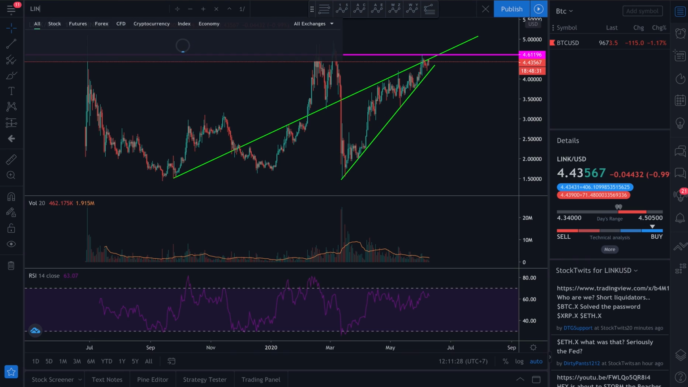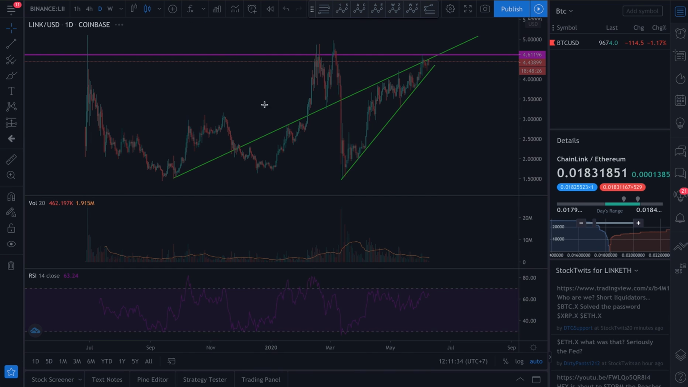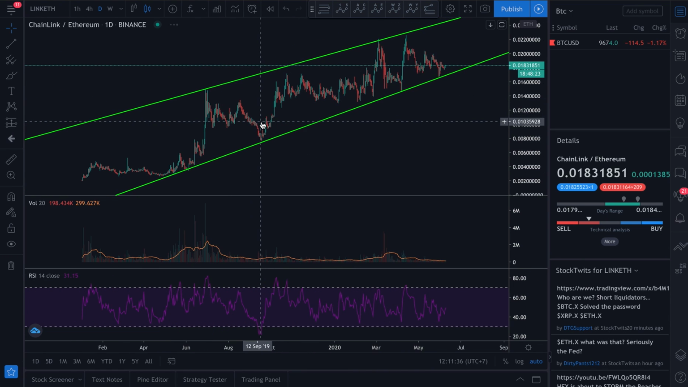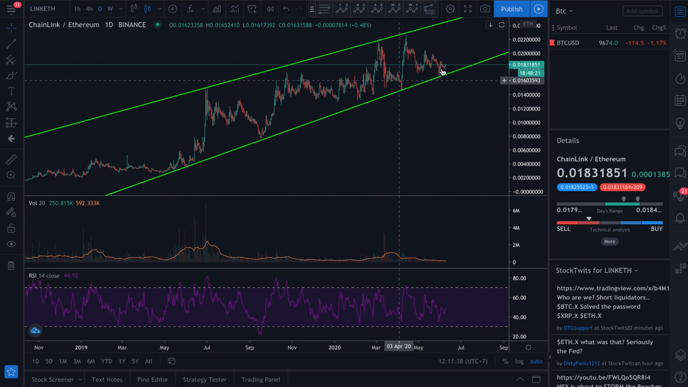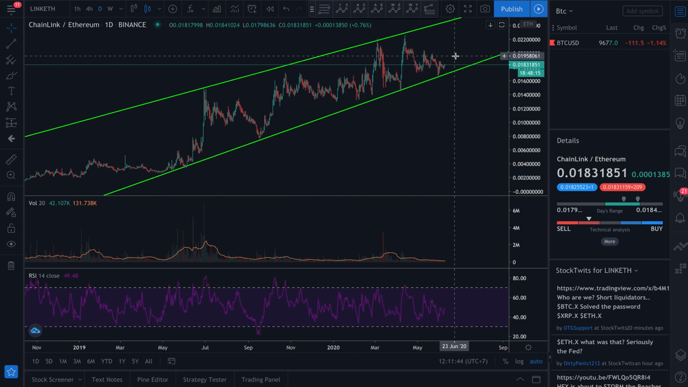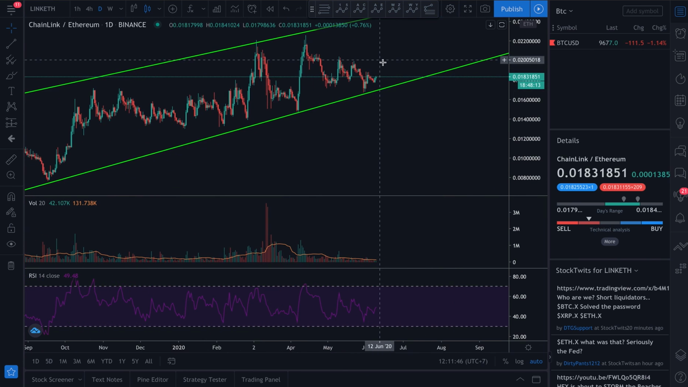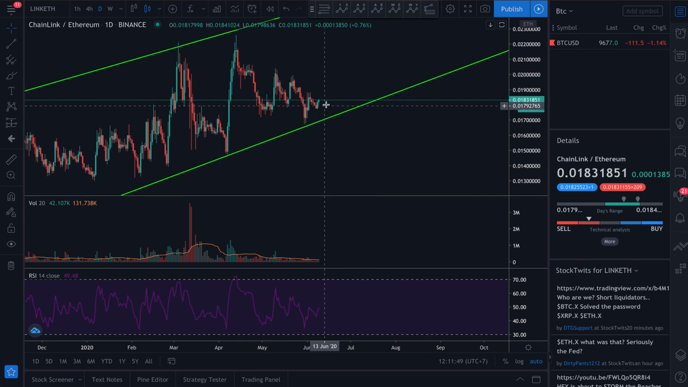Okay, let's look at Link compared to ETH. We're looking at this one, and now you can see a channel forming. So this is a really nice channel. So compared to Ethereum, Link has been in a nice upward channel. So it's very bullish compared to Ethereum, and we are at the bottom levels of this channel. So it looks like Link is cheap compared to Ethereum.